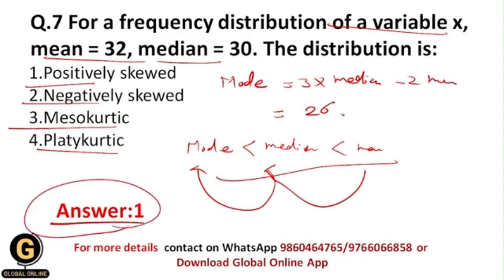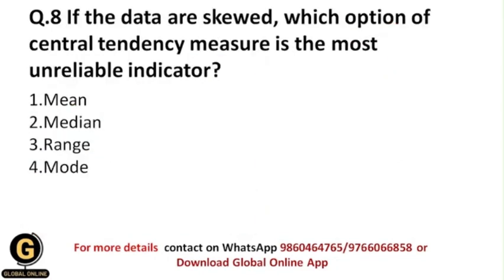Mesokurtic and platykurtic distributions are the types of kurtosis, and that I am going to tell you in the next part of this video. If the data are skewed, which measure of central tendency is the most unreliable indicator? Whenever the data distribution is asymmetrical, then in that situation which measure of central tendency is an unreliable indicator?